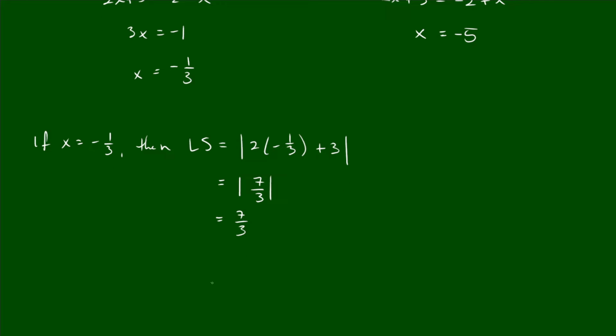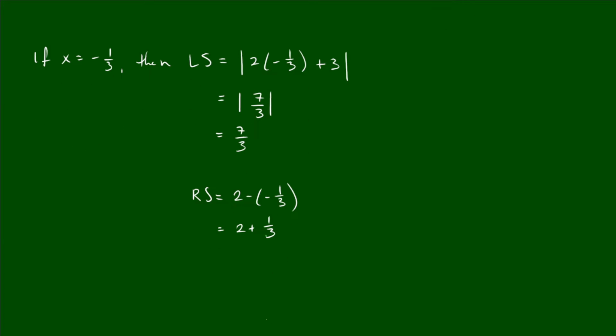That's for the left side. But then the right side is going to be 2 minus x. So that's going to be 2 minus minus 1 over 3. Then you're going to have 2 plus 1 over 3. And same thing, common denominator, you have 6 up top over 3 here, and then 6 plus 1 is 7, so you have 7 over 3. Okay, good. The left side and the right side work for x being negative 1 over 3.